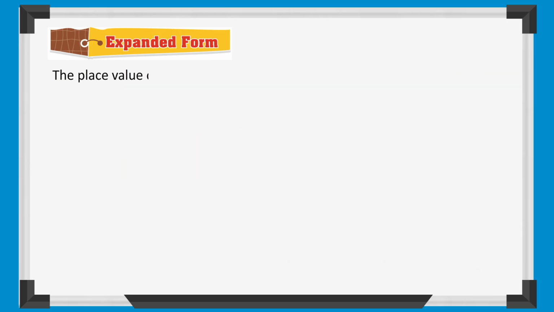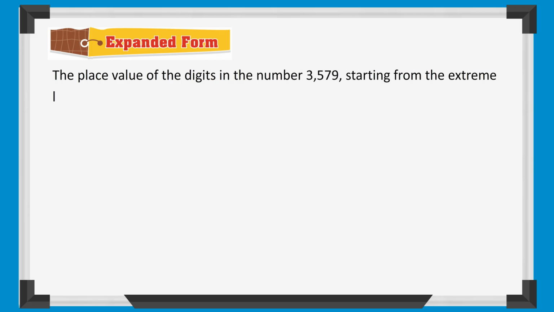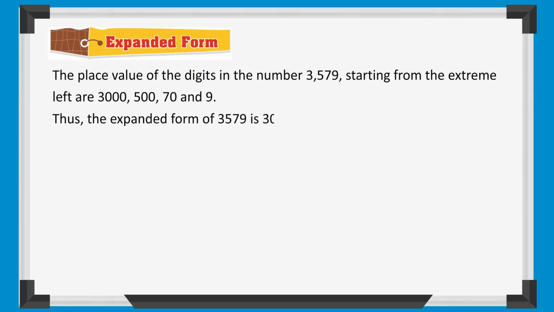The place value of the digits in the number 3579, starting from the extreme left, are 3000, 500, 70, and 9. Thus, the expanded form of 3579 is 3000 plus 500 plus 70 plus 9.